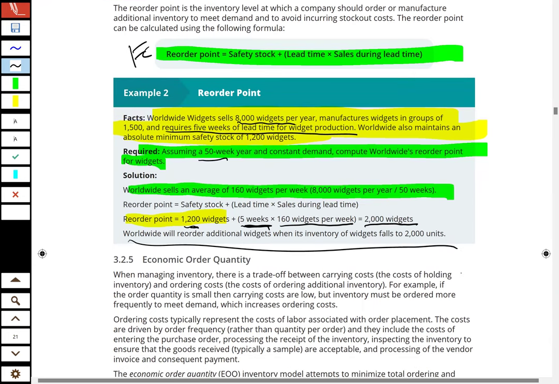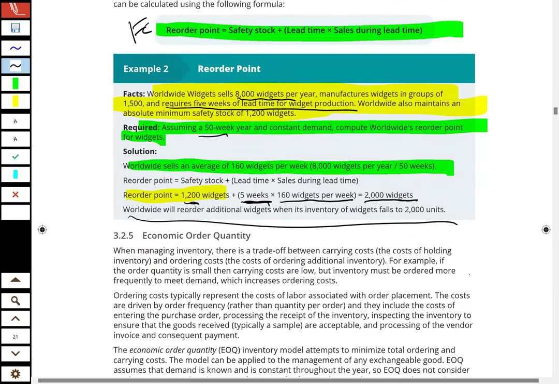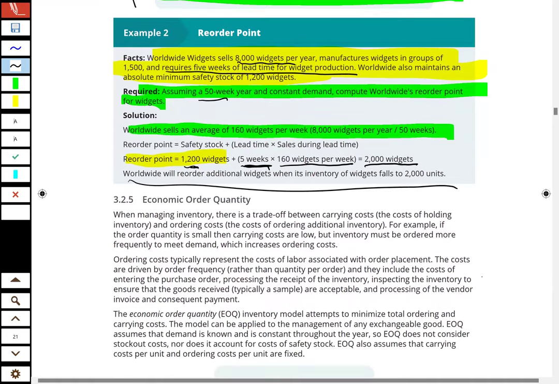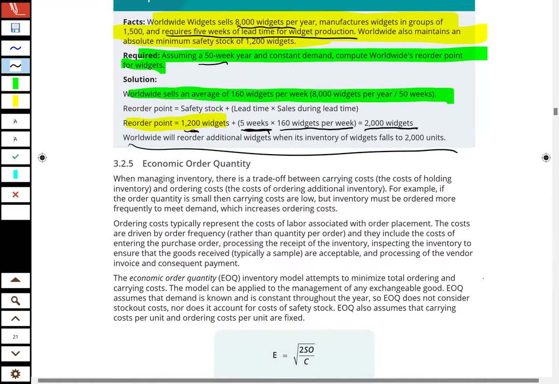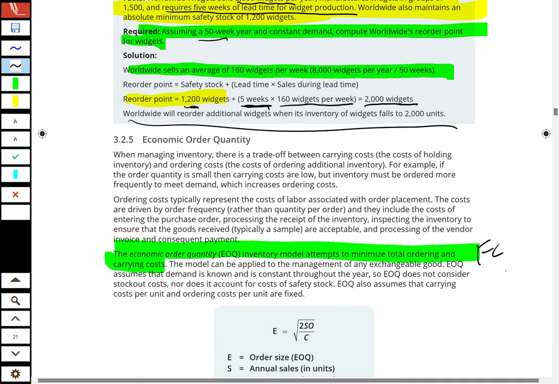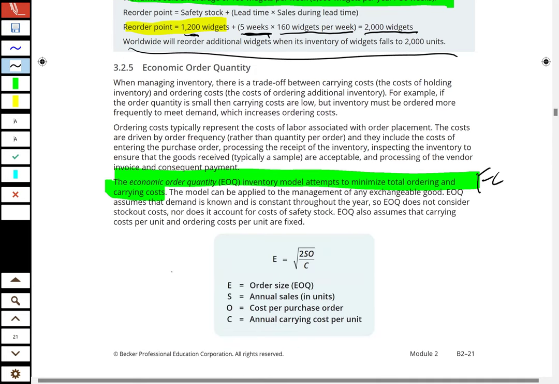Okay, not too difficult. Economic order quantity. Basically what this economic order quantity assumption does is there is a perfect point to order the inventory so that we minimize the total ordering and carrying costs, okay? So flashcard that notion if that's what we're doing, and then go ahead and flashcard this formula.